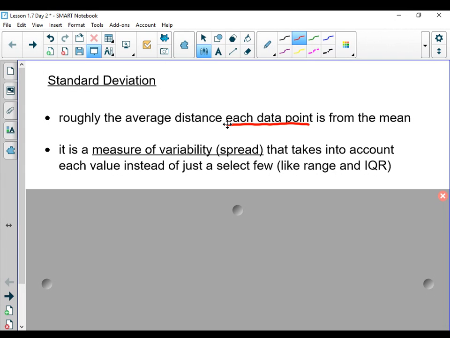Since it is a measure of variability or a measure of spread, it's kind of nice, again, because it takes into account each value instead of just a few. So in other words, it's another option we have for looking at variability.